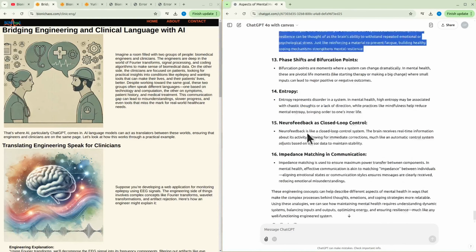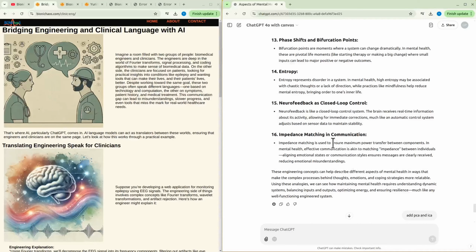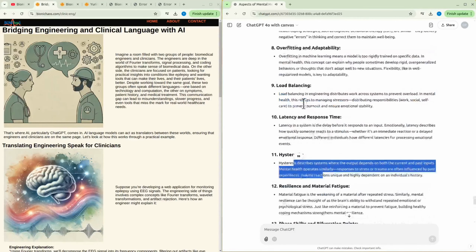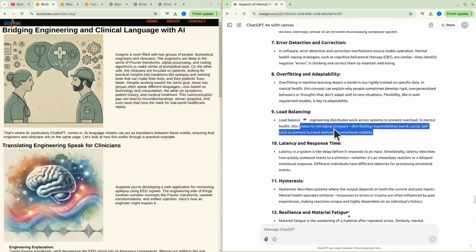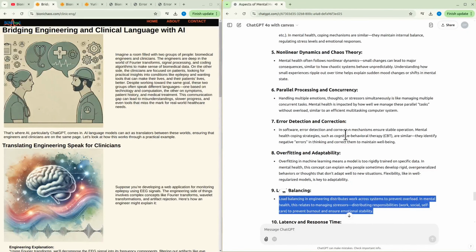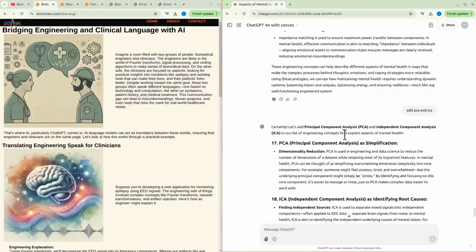These engineering concepts can help describe different aspects of mental health in ways that make the complex processes behind thoughts, emotions, and coping strategies more relatable. Using these analogies, we can see how maintaining mental health requires understanding dynamic systems, balancing inputs and outputs, optimizing energy, and ensuring resilience, much like any well-functioning engineered system.